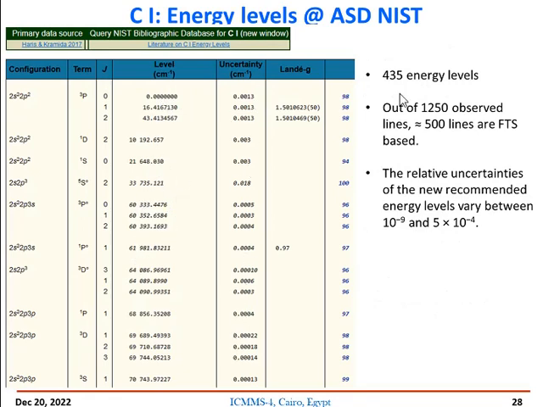A total of 435 levels are established using 1250 observed lines, and 500 lines are FTS based. So the advantage of the optimization is that we achieve a relative uncertainty for the new recommended energy levels that varies between 10 to the power minus 9 to 5 times 10 to the power minus 4.